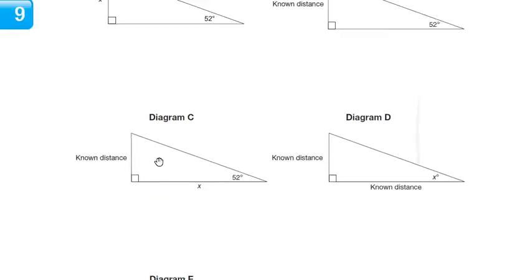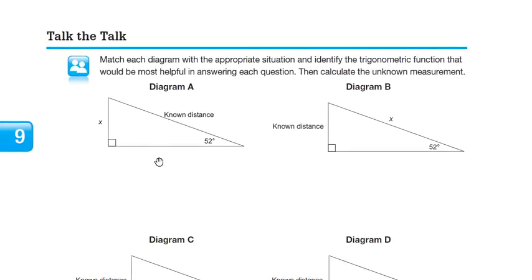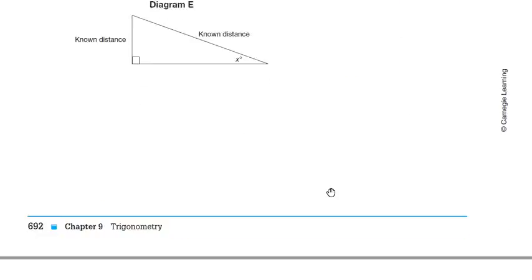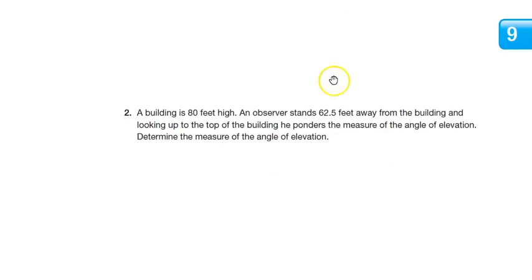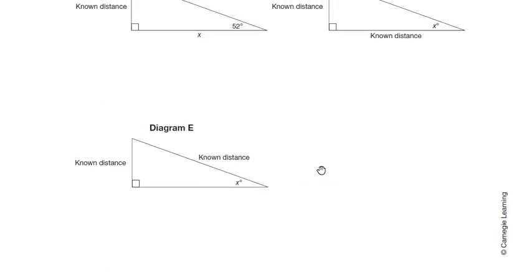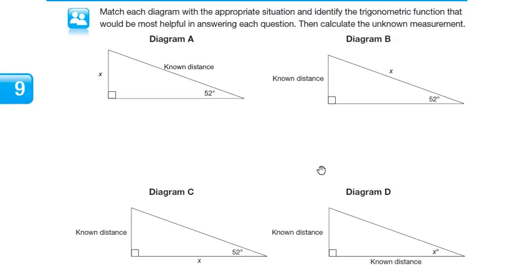So out of all these diagrams, there is one that has a known distance for the height, right? And a 52 degree measure and an unknown distance to the base. And it's not A or B, so it's one of these. Now the reason I really like these, you have to go through these, you have to match the diagram to the word problem, and then you use the diagram to help you solve the word problem. You've got to figure out which function, whether it's tangent, sine, inverse tangent, which of those you're going to use to solve each problem.